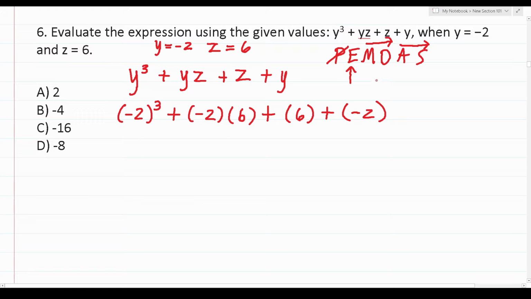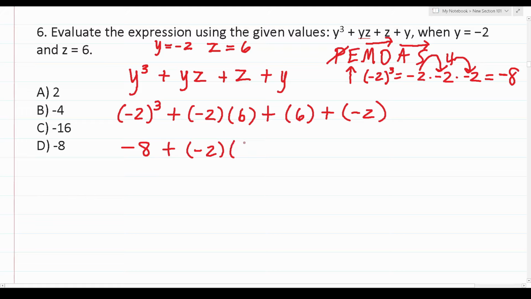And I'm going to write this off to the side. Again, we have negative 2 to the third. That's the same as negative 2 times negative 2 times negative 2. And you can either work this out like this. You should know that a negative raised to the odd power is going to be negative, or you can actually just work this out. Negative 2 times negative 2, a negative times a negative is going to be a positive, so that is going to be positive 4. And then 4 times negative 2, a positive times a negative is going to be a negative. 4 times negative 2 is negative 8. So negative 2 to the third is going to be negative 8. And this is plus negative 2 times 6 plus 6 plus negative 2. All right, so we took care of our exponent.